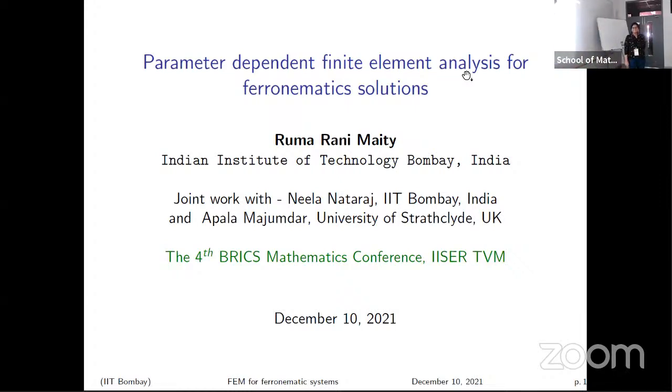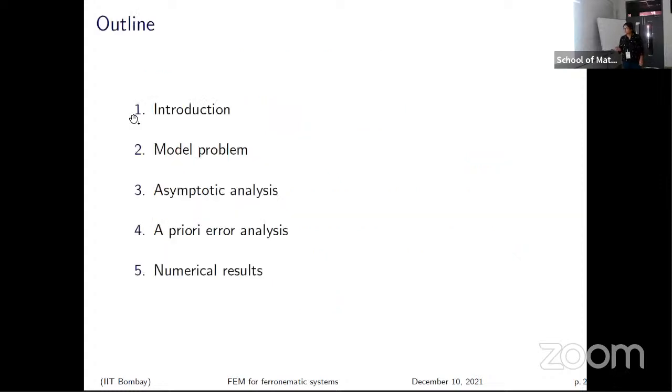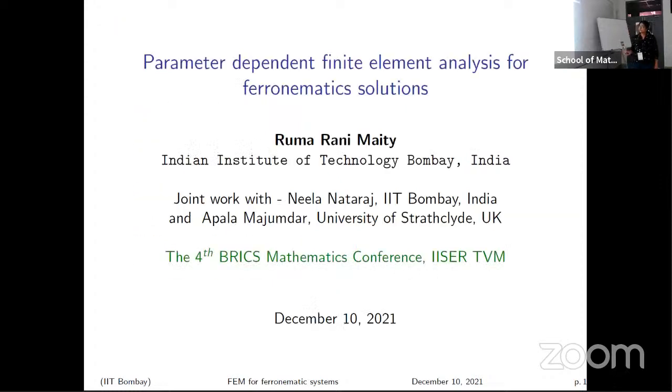Yes, so I'm glad to introduce our next speaker, Ruma Maity. She's from IIT Bombay. She's going to speak on parameter dependent finite element analysis for ferronematic solutions. Thank you, sir. This work is a joint work with my supervisors.